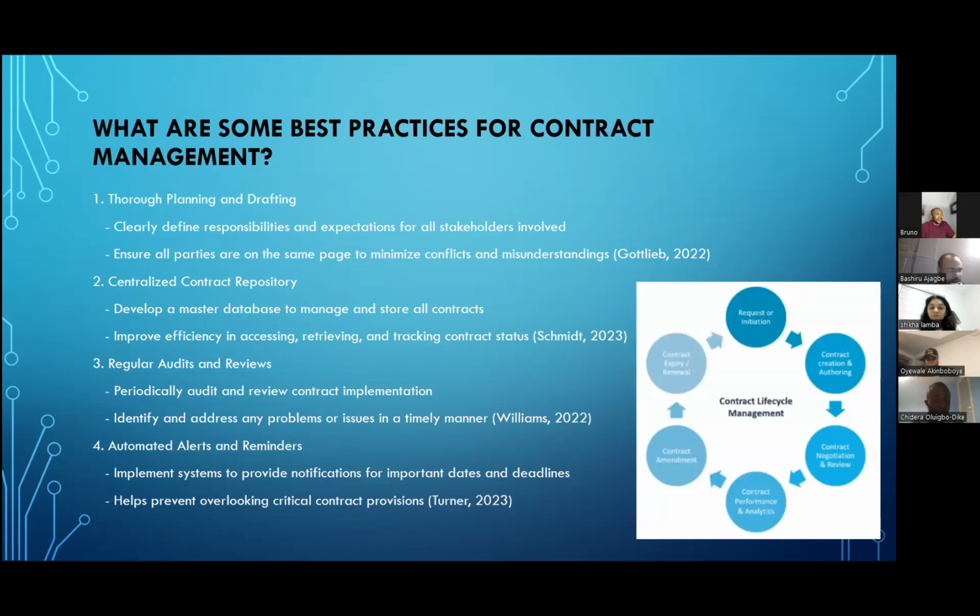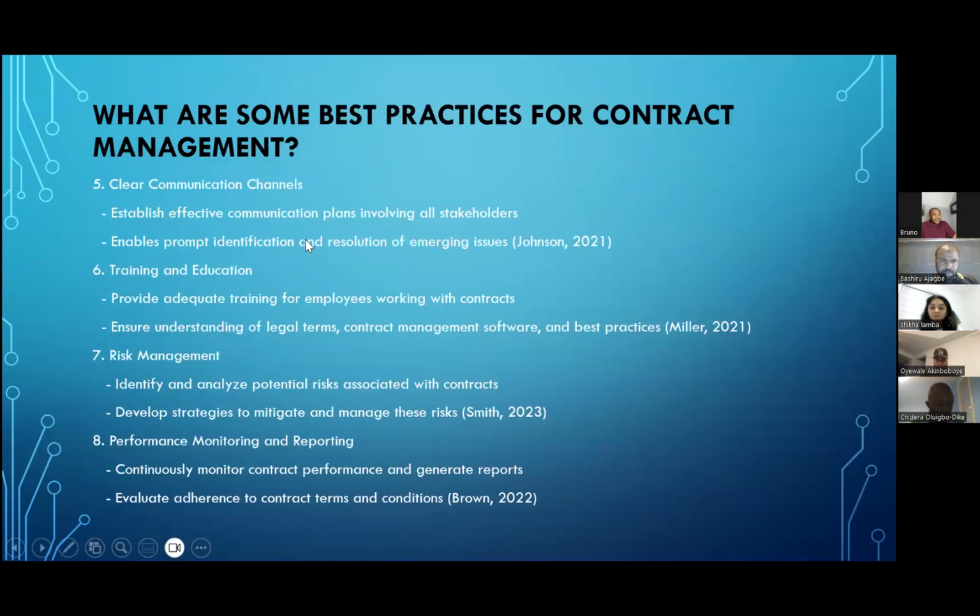I'll be talking about some of the best practices for contract management. We have so many of them, but we'll just dive into a few of the most important. One, we have proper planning and drafting. Secondly, centralized contract repository. Thirdly, regular audits and reviews. Fourthly, automated alerts and reminders. Fifthly, clear communication channels. Sixth, training and education. Seventh, risk management. Eighth, performance monitoring and reporting.